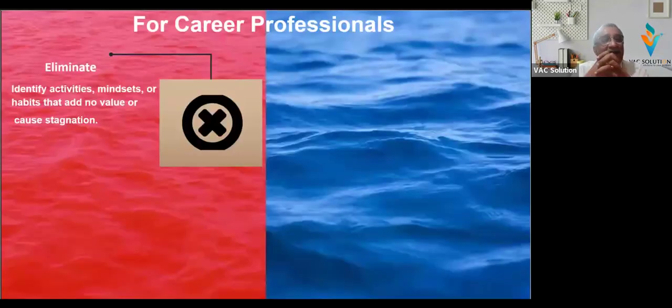Similarly, what are the activities, mindsets, or habits that add no value or cause stagnation? We will see this in detail. And you will be surprised to know that most of it is centered around the designation that you hold. You have a particular designation. Let us say your designation is accounts manager. What will you do?